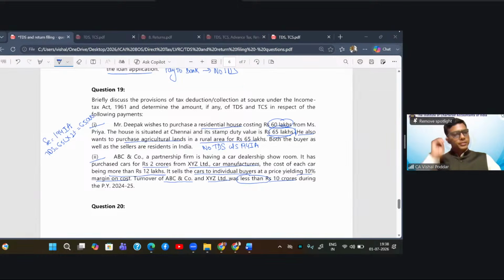TDS, TCS, section number. Very good, Garba. Yes, correct. Correct, Gayatri. So whether it is applicable. Yes, correct, Garba. Very good.